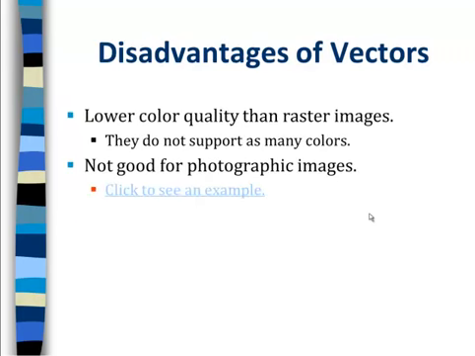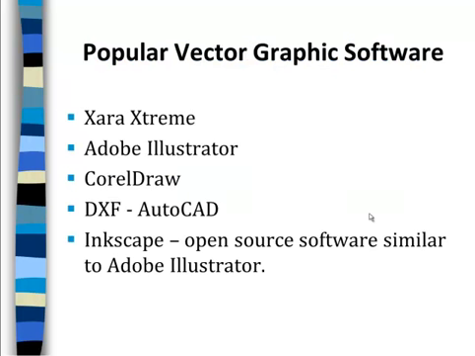The disadvantages are that you don't have a lot of colors to choose from. They have low color quality, and they can't be like a realistic image. If you see a realistic photographic image, it is not a vector. It is a raster graphic. So they don't have a lot of colors. It's not good for photographic images. And y'all can look in your PowerPoint and click to see that image. I'm not going to do that now.